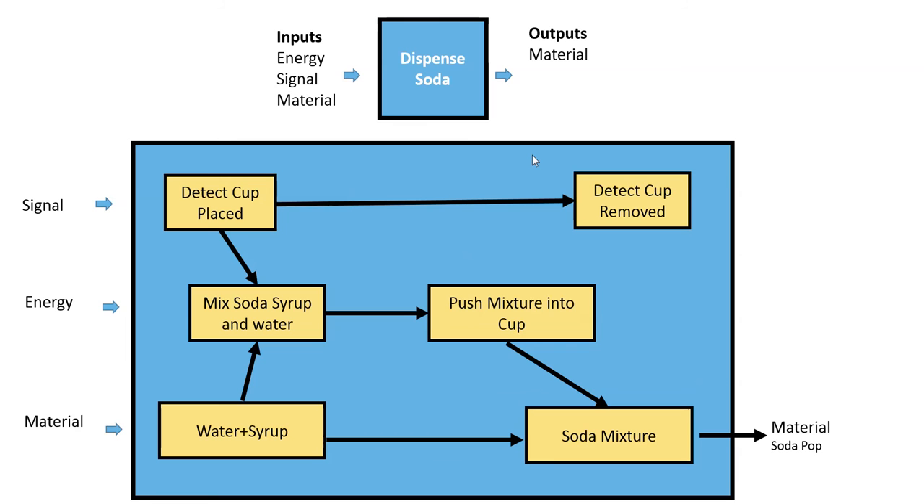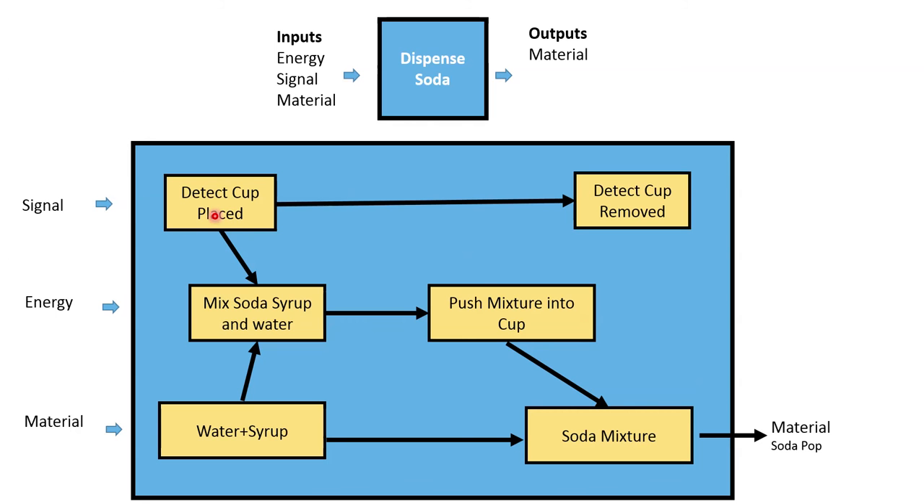Okay, so I've got this function diagram here for dispensing soda. That's my goal. I have some inputs: energy, signal, and material. And then what do I get out of the machine? I just get my soda. So we've started our function diagram. We know we have three different inputs, and we get one output, and we've got our main system boundary here.